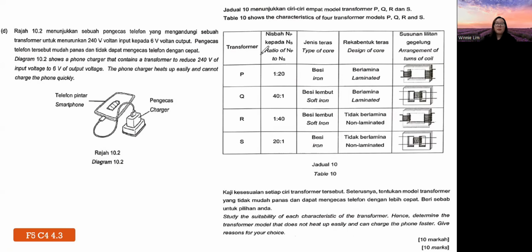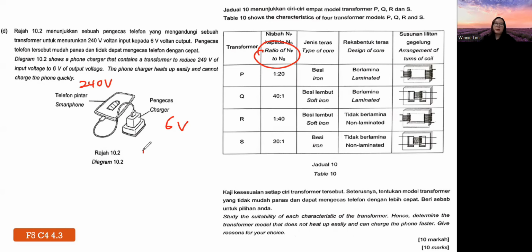In terms of ratio, we need to see your input and output. Your input is 240 volt. Your output is 6 volt. So to find out the ratio, you can straight away show the calculation or equation.